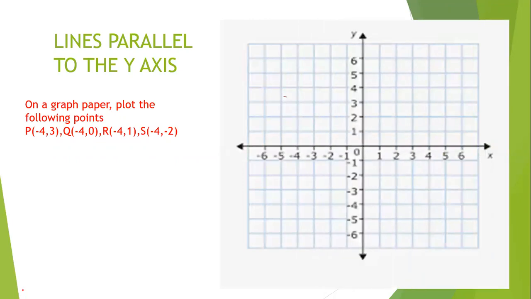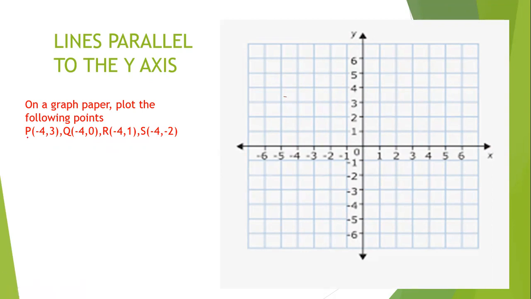So here you can see a graph paper. I have drawn the x-axis, y-axis and even the origin I have marked on the graph paper. So the first step for plotting is to draw the x-axis, y-axis and then mark the origin. And after that go for plotting. So let's start with the plotting.